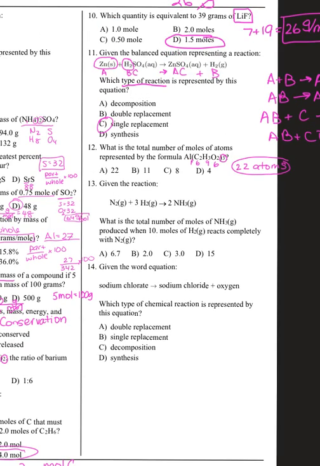Question number 13. Given the reaction, what is the total number of moles of NH3 produced when 10 moles of H2 reacts completely with N2? Okay, so let's first set up our molar ratios. We have 1 mole of N2. We have 3 moles of H2. We have 2 moles of NH3.